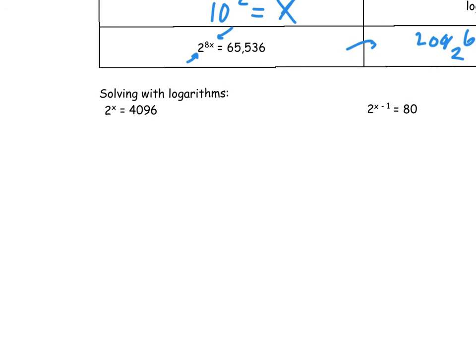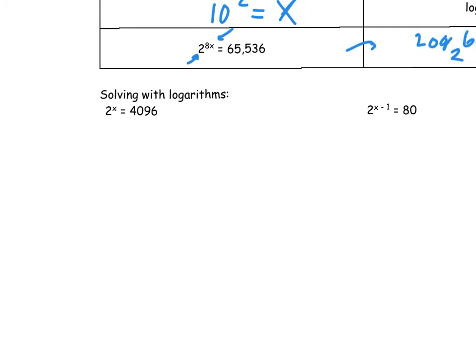Okay, so solving these logarithms. This is an exponential equation. I could keep plugging numbers in for x until I get to 4,096. That's one way to do it, but sometimes it's a decimal. So we're going to use logarithmic equations. We're going to change this to a logarithmic equation. It's going to be log, my base is 2, of 4,096 equals the exponent, which is x. Okay, I got my log base 2 of 4,096.